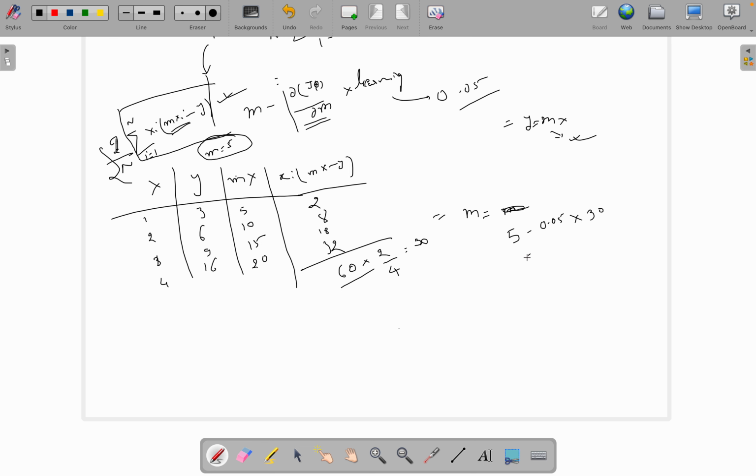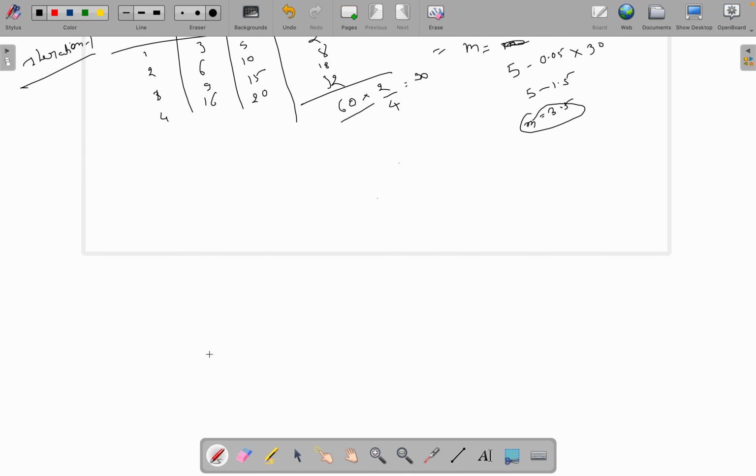Okay, then 5 minus 1.5, 3.5. So now my new m value is 3.5. So this is iteration 1, what the machine learning model is doing. Okay, so now let's go to iteration 2.